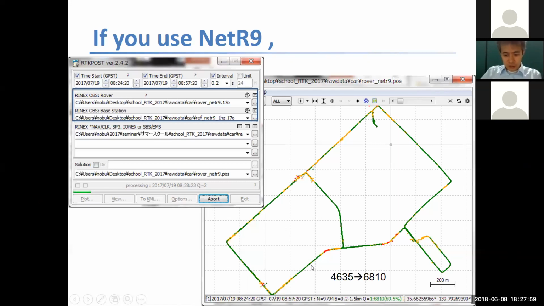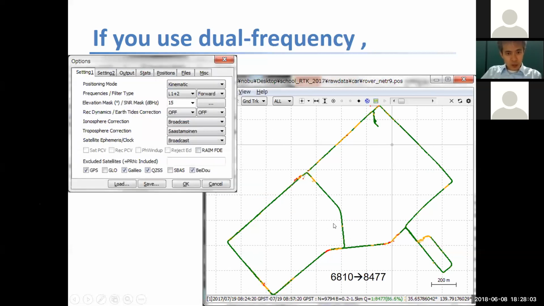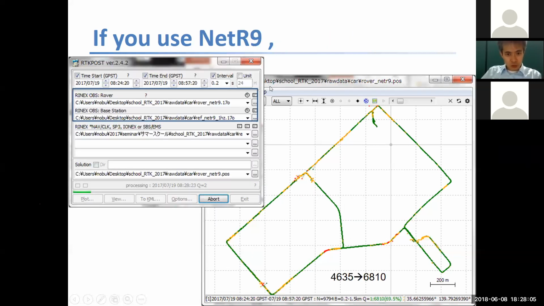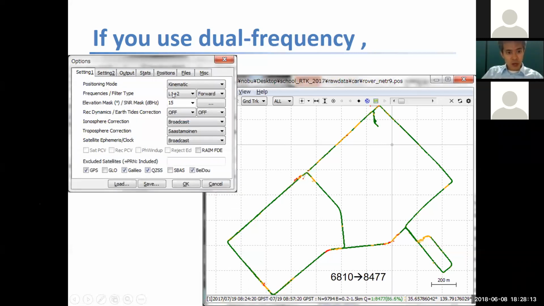But of course, the settings are the same. And if we switch from single frequency to dual frequency in the case of Nettro R9, because Nettro R9 produces dual or triple frequency observation data, we can change from L1 to L1 plus L2. So what happens? 1,600, 1,700 epochs were improved by changing from single frequency to dual frequencies.